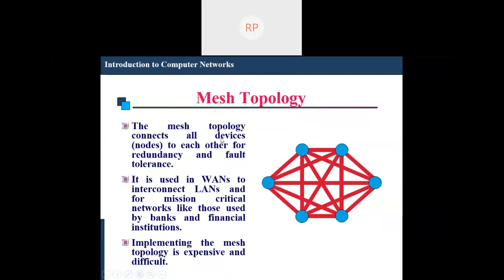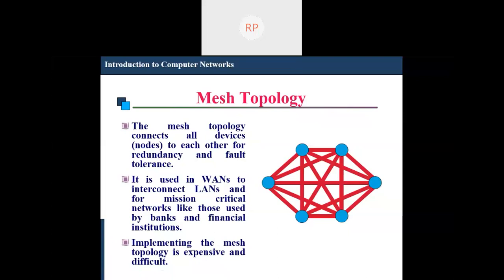The mesh topology connects all devices to each other for redundancy and fault tolerance. This is the main agenda, or main motto, of the mesh: fault tolerance, and it's reliable because of connectivity. It is used in WANs to interconnect LANs, and for mission critical networks like those used by banks and financial institutions, because banks and financial institutions require reliability and fault tolerance. So that's why mesh is used.